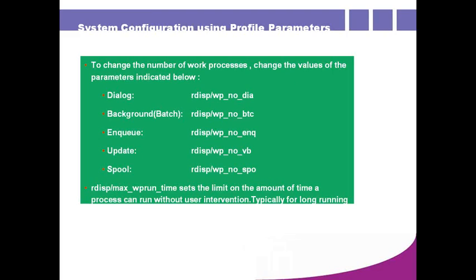See, this is rdisp/wp_no_dia to configure dialog work process. BTC is for background, NQ is for ENQ, update is by VB, and spool is by SP. And there is one more parameter you are seeing in the last but one line, rdisp/max_wprun_time. This is the parameter to control the runtime of your dialog work process.